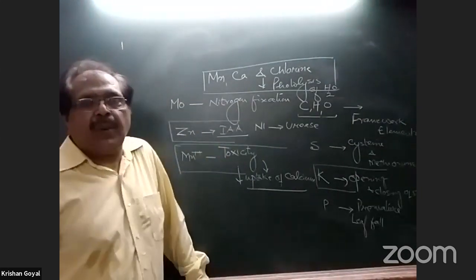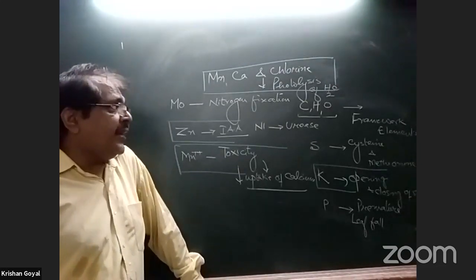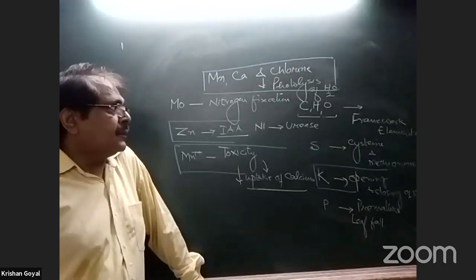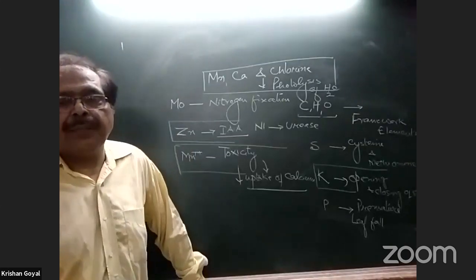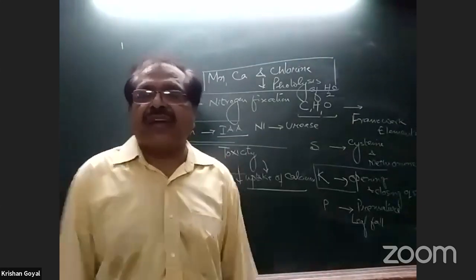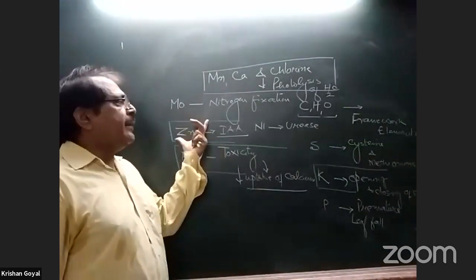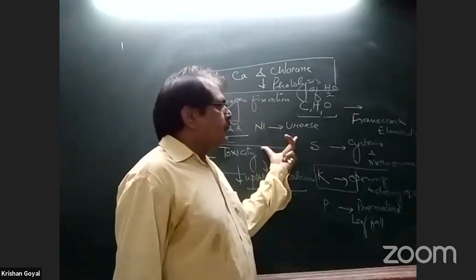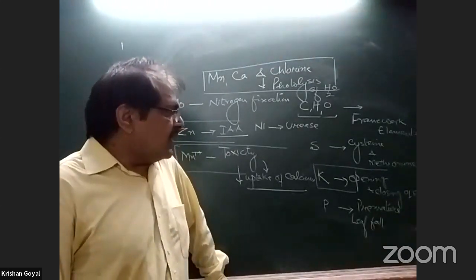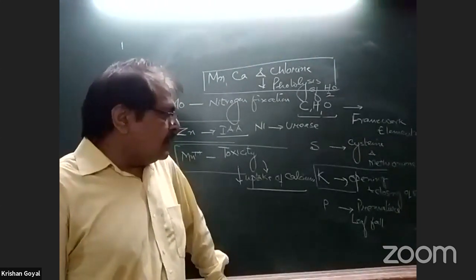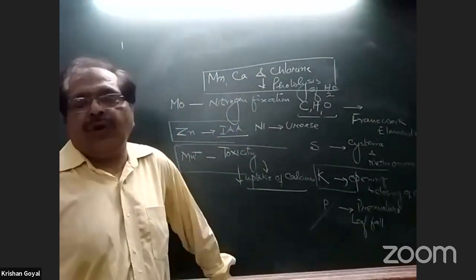These are some of the important questions which you have to remember. Manganese, calcium, and chlorine are responsible for the photolysis of water in the presence of light. We will be studying this in photosynthesis. Then zinc, then molybdenum, then nickel, then sulfur, then potassium is for the opening and closing of the stomata, and phosphorus is for premature leaf fall.